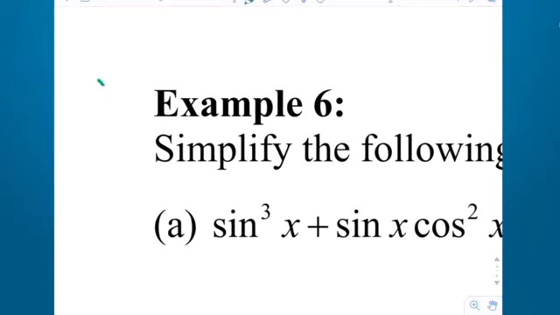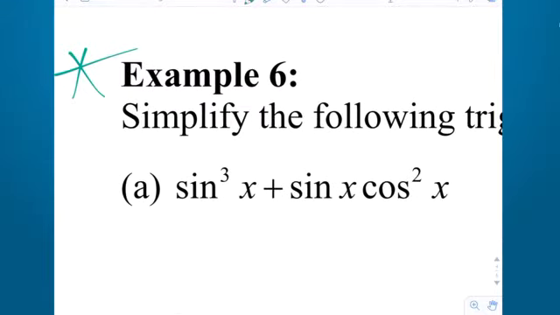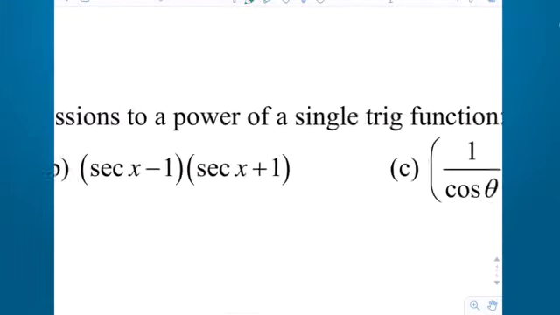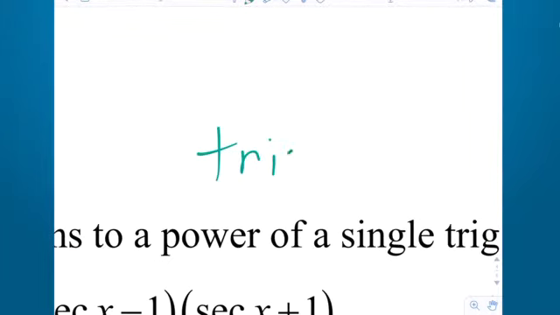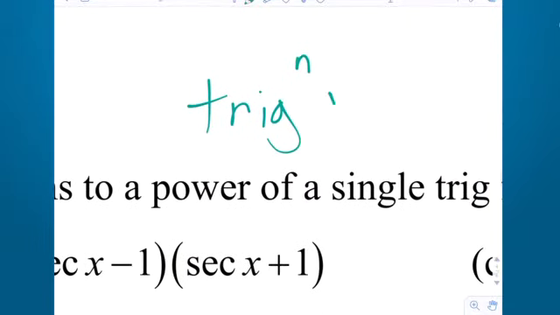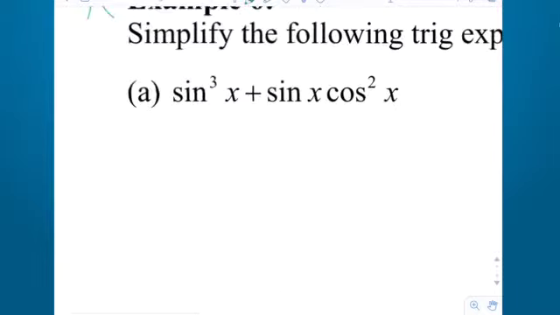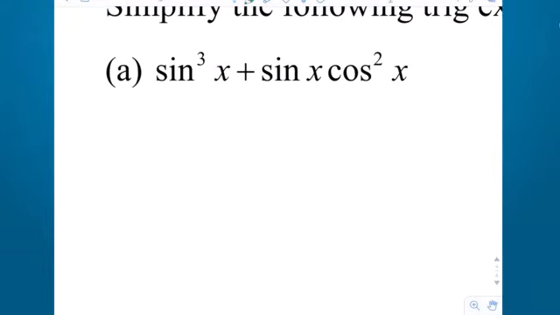Okay, now example 6, this is where it starts getting real fun. This will be similar to possibly your free response on your test on Thursday. Simplify the following trig expressions to a power of a single trig function. So there'll be some trig function raised to some power of x, like sine squared of x, cosine cubed of x, something like that. So we kind of have a target, but not really. We don't know what the trig function will end up being, nor do we know what the power will end up being.